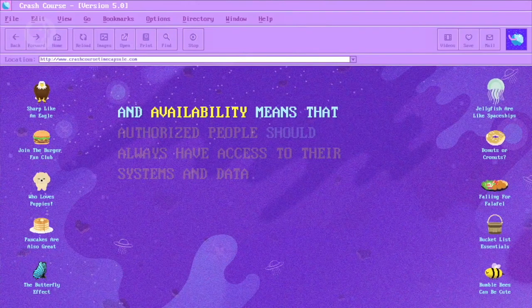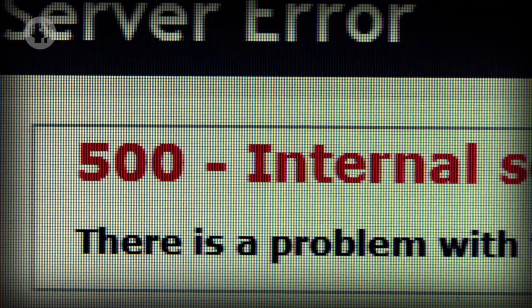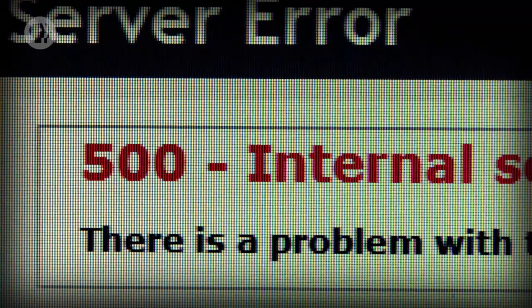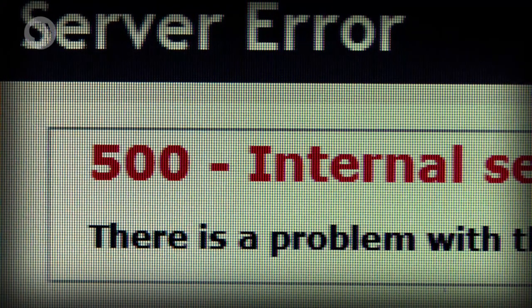And availability means that authorised people should always have access to their systems and data. Think of denial of service attacks, where hackers overload a website with fake requests to make it slow or unreachable for others. That's attacking the service's availability.